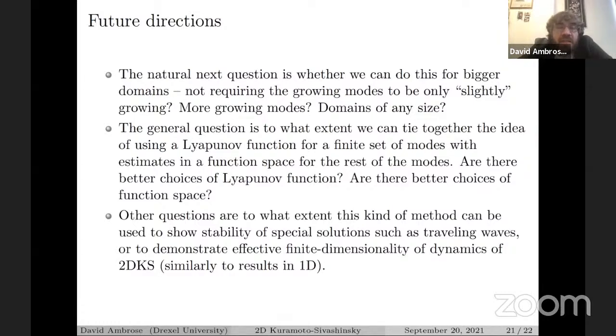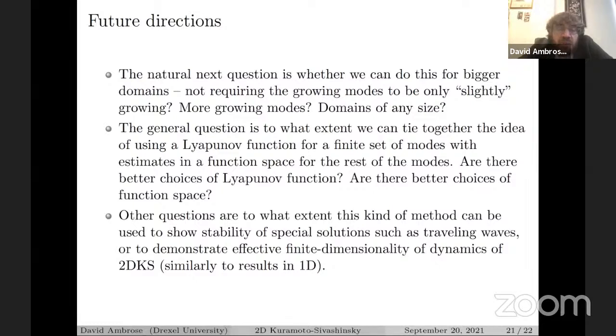Beyond just extending to larger data and larger domains, there are other interesting questions on 2D Kuramoto-Sivashinsky. One is, can you use this method to show stability of special solutions such as traveling waves? I think in 1D there is work on stability of special solutions of Kuramoto-Sivashinsky, but in 2D, to do that, you'd really need to know that solutions exist for all time.